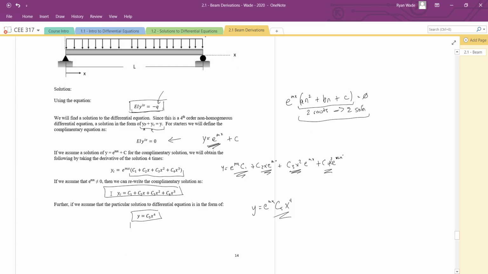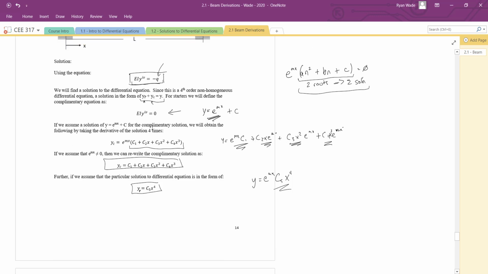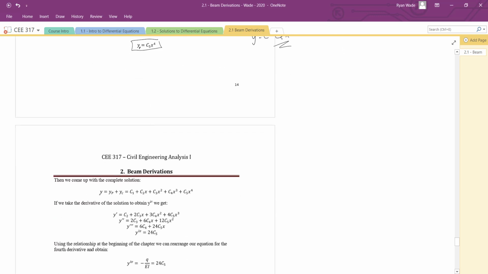So when we write the total solution, actually there should be a yp. If we write the total solution, then we're going to get that y is equal to the particular plus the complementary solution, and the whole thing equals this.